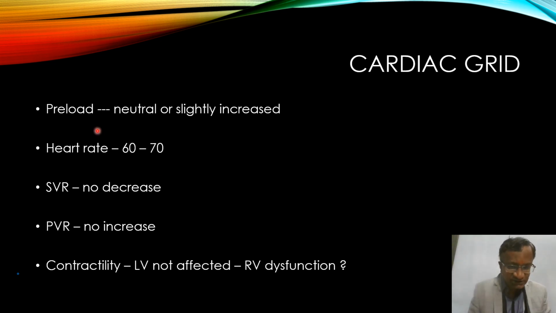So preload, neutral or slightly increased. Heart rate preferably around 70. SVR, don't decrease. PVR, no increase. Contractility, LV is not going to matter. If there is an RV dysfunction, use noradrenaline or milrinone.